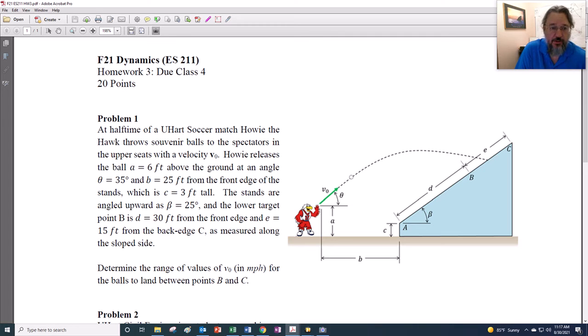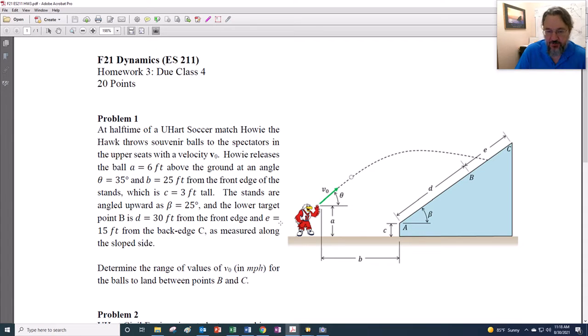So here we are with dynamics in fall of 2021, and this is homework 3. And here's problem 1, where at halftime at a U-Hart soccer game match, Howie the Hawk is throwing souvenir balls to spectators in the upper seats with a velocity of V0 starting out. Howie releases the ball at 6 feet above the ground at an angle of 35 degrees with horizontal, and he is 25 feet away from the front of the stands.